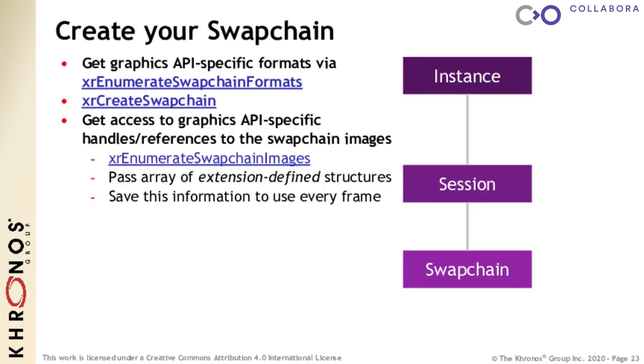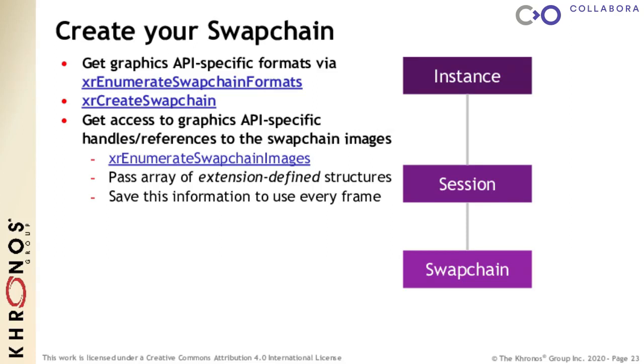To render, you'll need to create a swapchain. You'll obtain your graphics API specific formats through XR enumerate swapchain formats. You'll call XR create swapchain one or more times. Once you've created a swapchain, you'll access the graphics API specific handles or references to the swapchain images using XR enumerate swapchain images. This is a slightly unusual call. You'll pass an array of extension-defined structures.